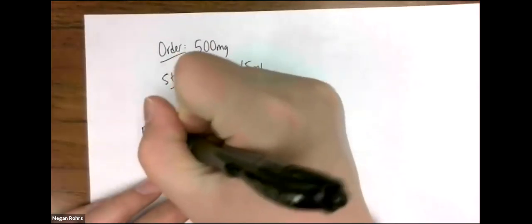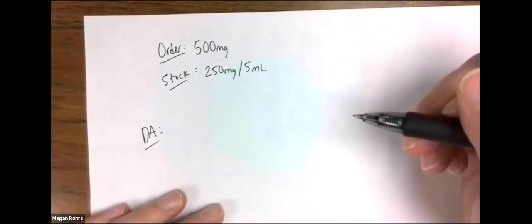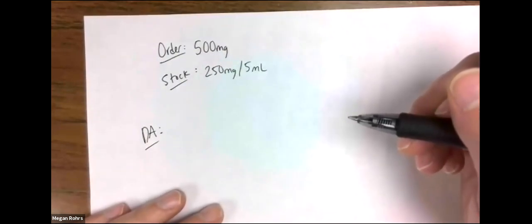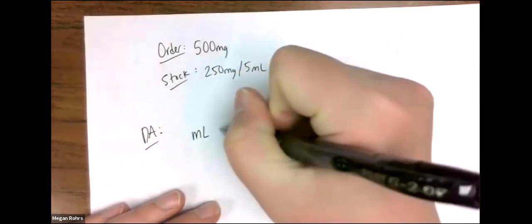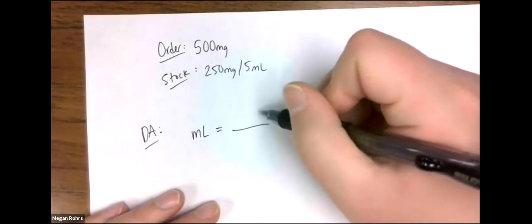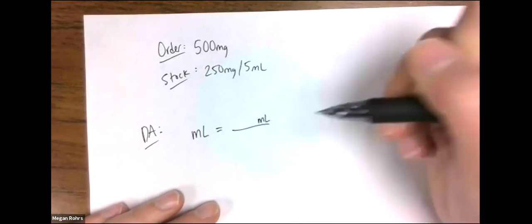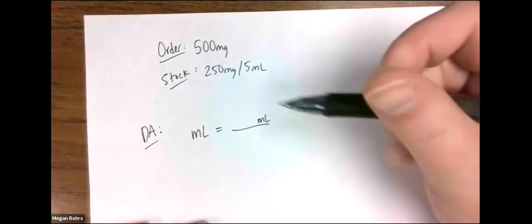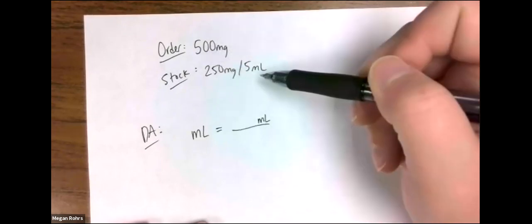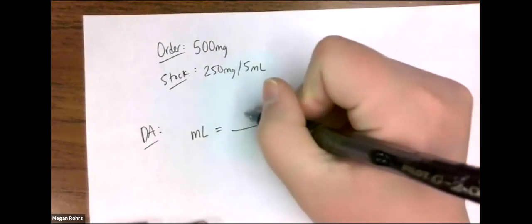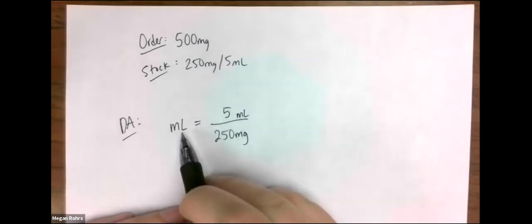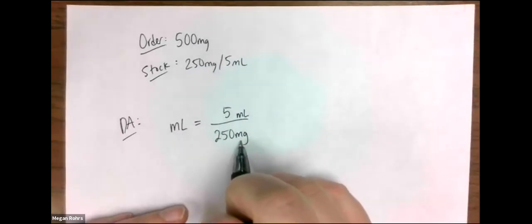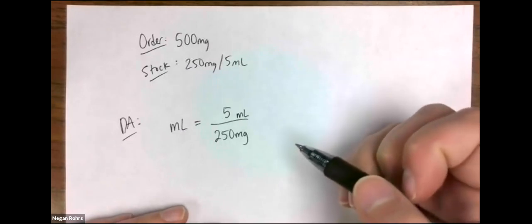So dimensional analysis, always start with the unit that we're looking for. So we're looking for the dose volume. So the unit of volume would be milliliters. And we want to keep that unit on top in our first fraction. Well, all we know so far about mLs is that in each 5 milliliters, there are 250 milligrams. Now, I want to be left with just milliliters, so I want to cancel out this milligram.